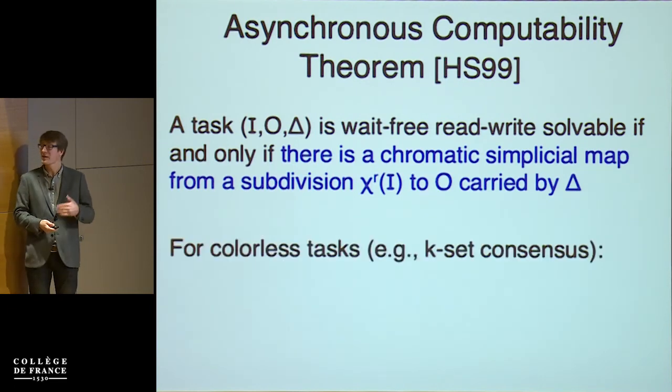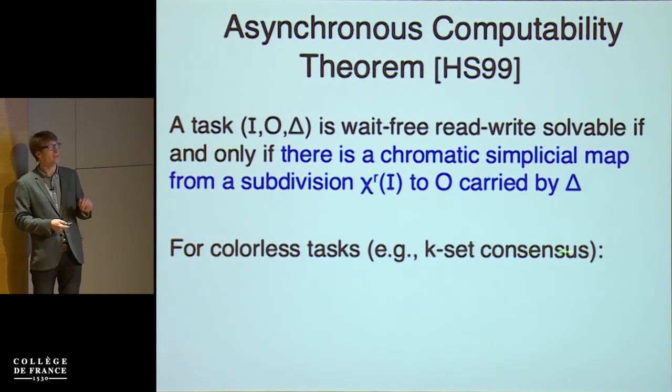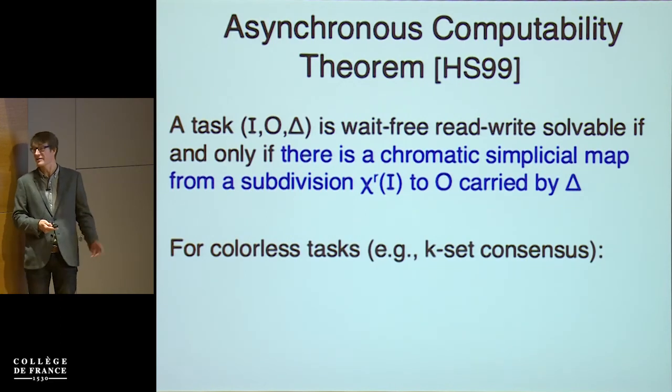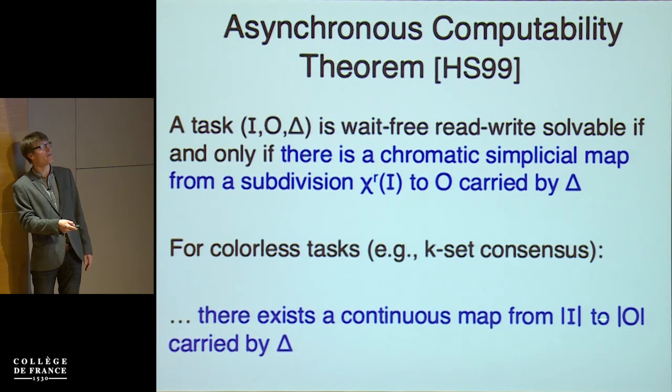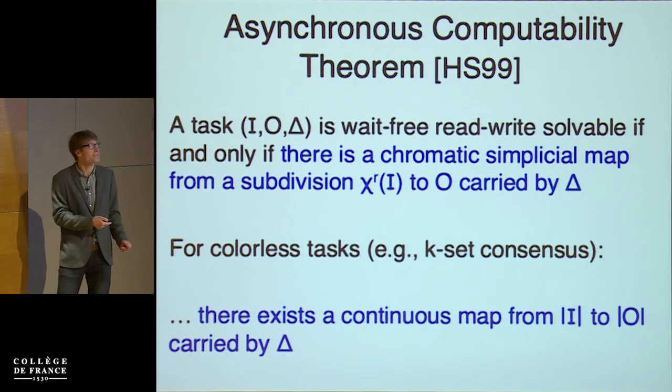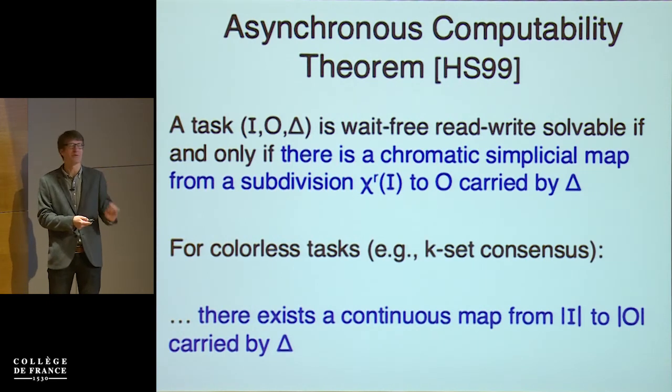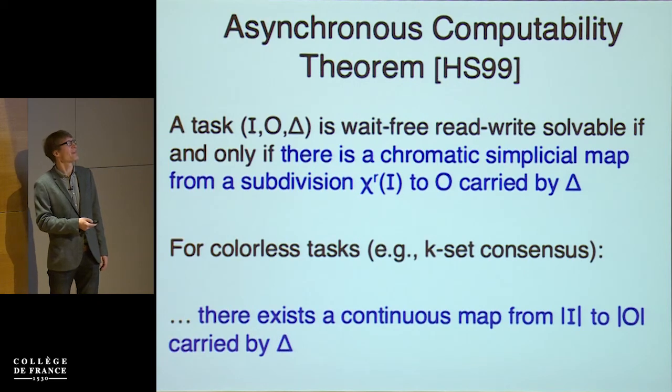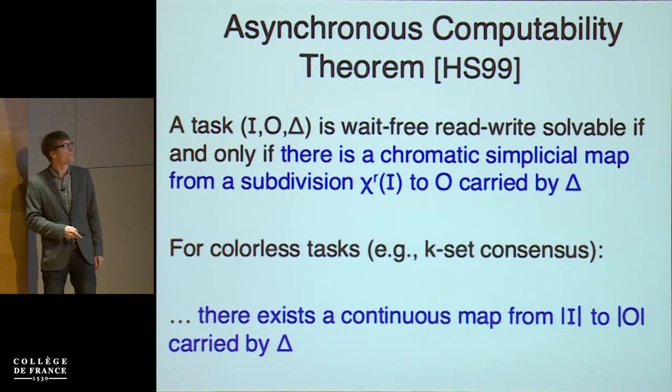For colorless tasks, which are a much simpler class of tasks where you don't use process identifiers, only inputs, for example set consensus, you can even rewrite it as a continuous map from the geometric realization of I to the geometric realization of O, input complex to output complex. This is because, if you talk about simply defined tasks, not simple to solve, then you can get rid of these subdivisions and only talk about geometry. So this is just a Euclidean continuous map from one Euclidean space to another.